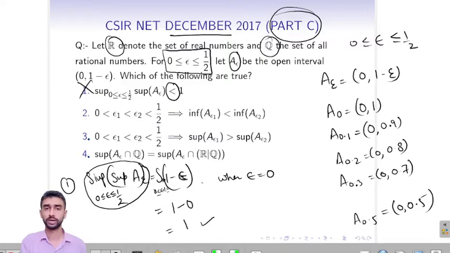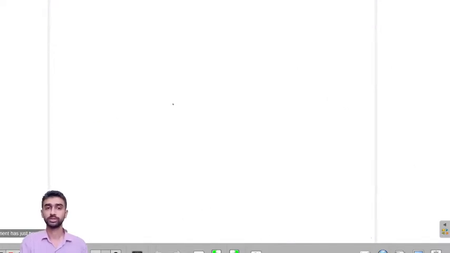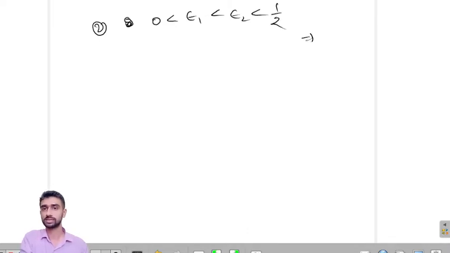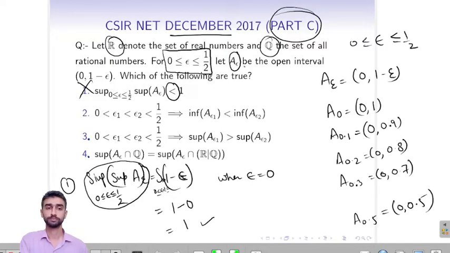Second option. Second option says when I have two epsilons, epsilon 1 and epsilon 2, between 0 and 1 by 2, then their infimums will also be in the same order. So let me add a page. So option 2 says I have 0 less than epsilon 1 less than epsilon 2 less than 1 by 2, and this implies that infimum of A epsilon 1 should be less than infimum of A epsilon 2. Let me see if it is correct or not.